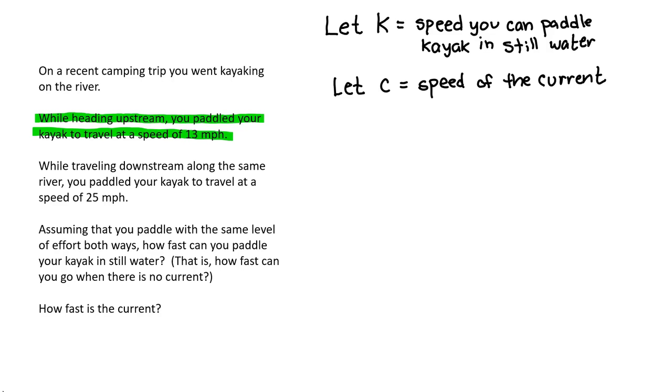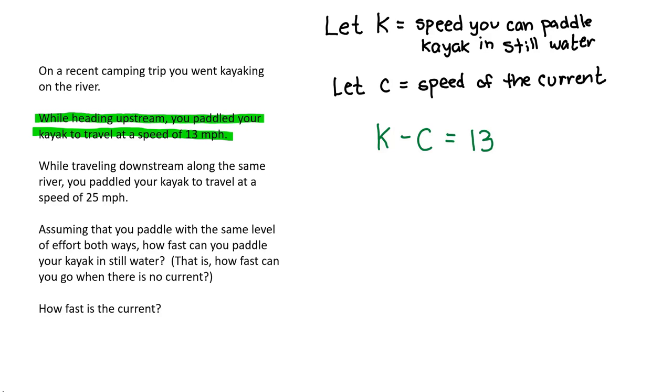When you're traveling upstream, the current is working against you. It's basically taking away from any speed that you generate yourself in the kayak. So it's going to be having the current speed C taking away from K, and the result of that is 13 miles an hour. So K minus C equals 13 would be the equation that you would get from that description.